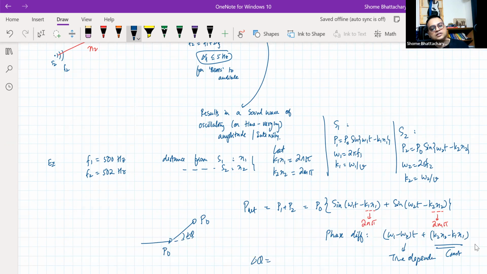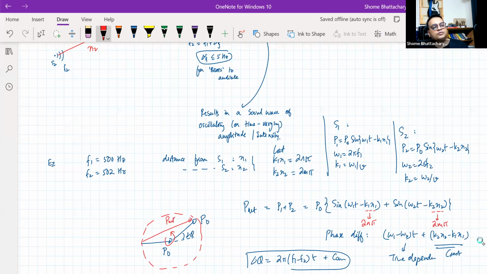This phase difference is basically like this, plus some constant. That means this phase difference is changing with time like this. So this whole phasor is going like this. So you can see that the net amplitude will therefore be varying with time.